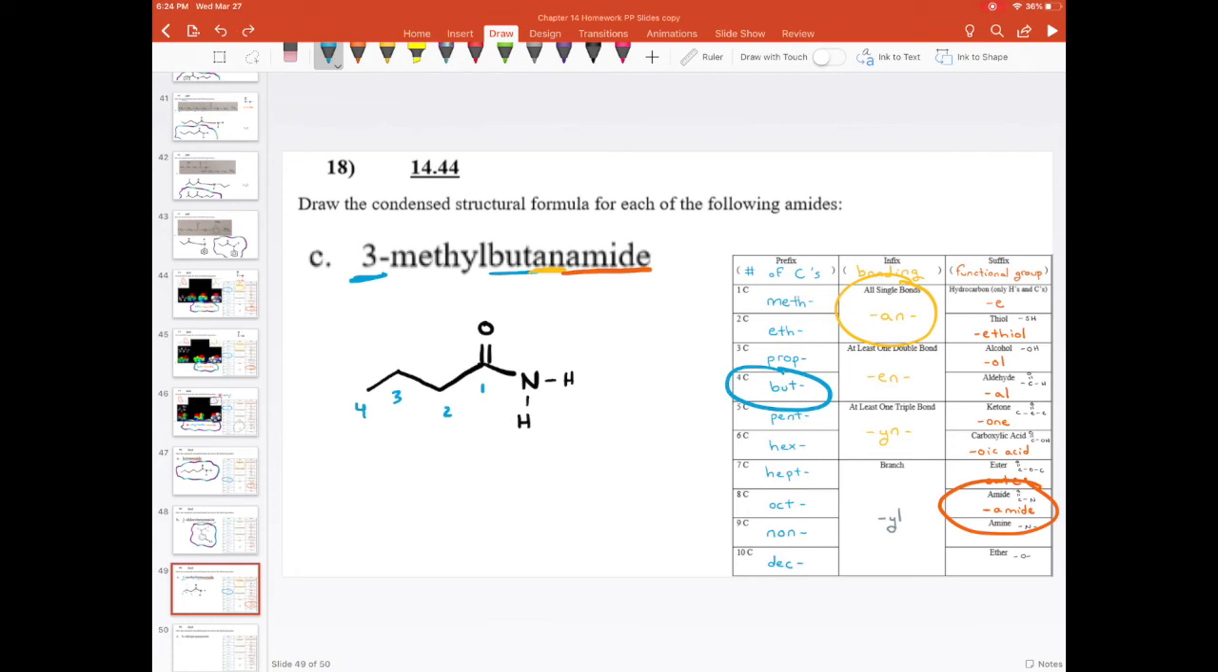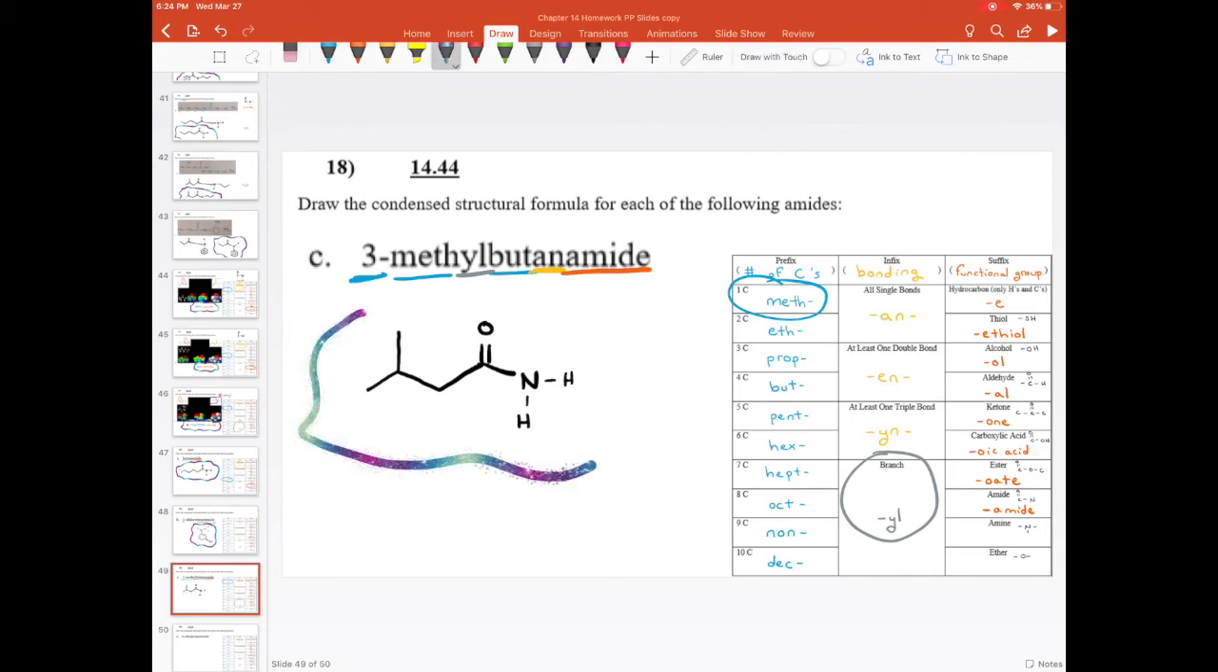What type of a branch is it? Well, the prefix is meth, and so we know that we're going to have just 1 carbon in the branch. Other than that, we know it's a branch because it ends in YL. So we have that 1 carbon branch coming off of carbon number 3, and that is 3-methylbutanamide.